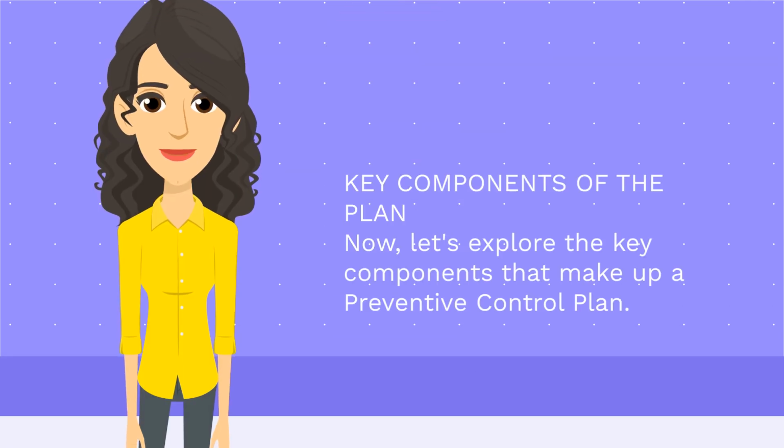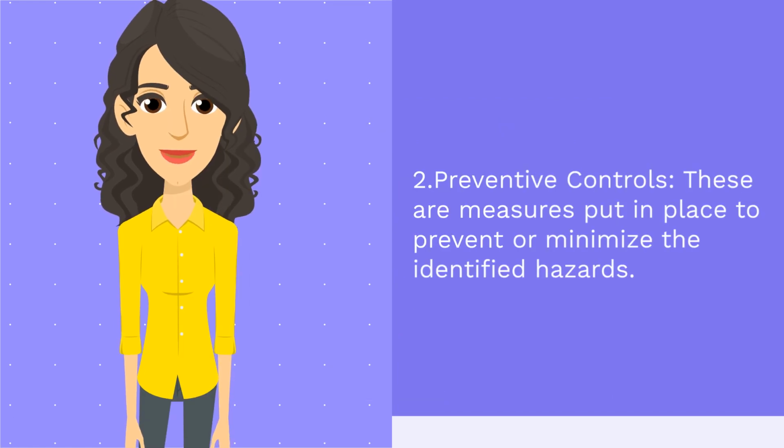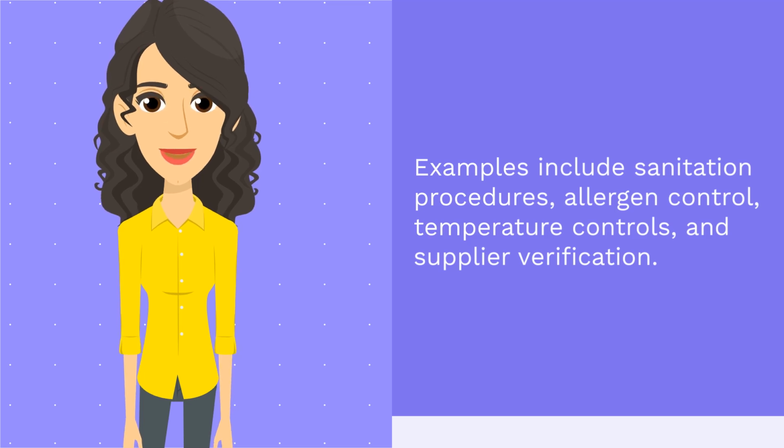Key components of the plan. Now, let's explore the key components that make up a preventive control plan. 1. Hazard analysis. This involves identifying and assessing any potential hazards that could occur at each stage of food production, such as biological, physical, chemical, or allergenic hazards. 2. Preventive controls. These are measures put in place to prevent or minimize the identified hazards. Examples include sanitation procedures, allergen control, temperature controls, and supplier verification.